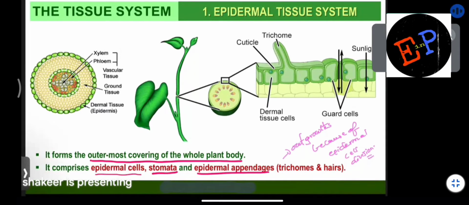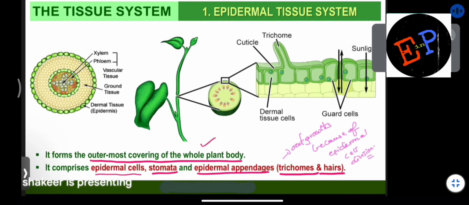And what are the examples of epidermal appendages? Trichomes and hairs. Trichomes and hairs can be used as synonyms; both are almost one and the same. Are you able to understand? On the roots and stems of plants, you can see some hair-like structures. Those you can also call trichomes. So the outermost covering is totally called the epidermal tissue system.